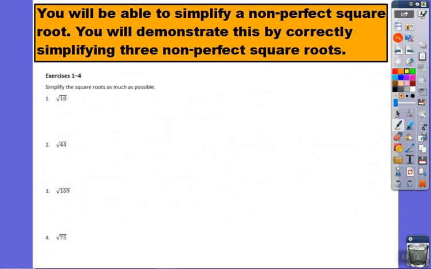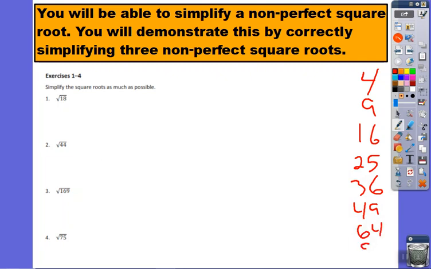Okay, so 18, 44, 169, and 75. Let's get our perfect squares. Please notice that I'm writing them down each time, and I highly recommend you do that when you're working on the homework. So have a list where we use 2 times 2, 3 times 3, 4 times 4, 5 times 5, 36, 49, 64, 81, 100, and we'll come back if we need to go any higher than that.